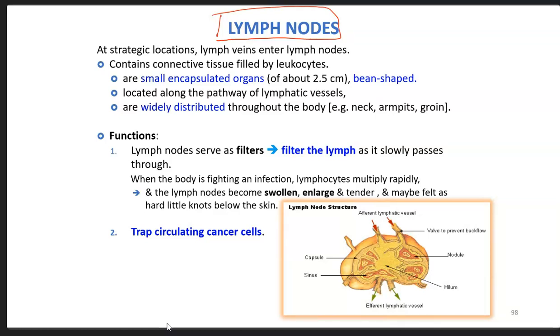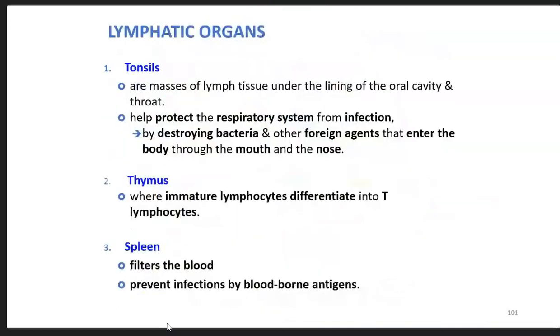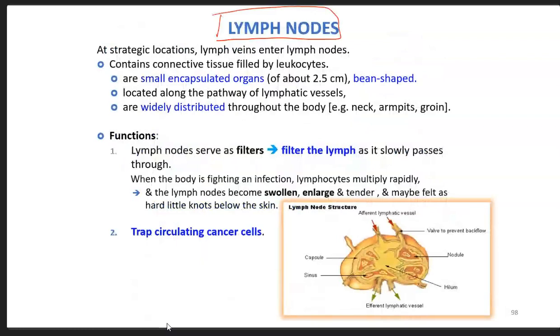So it says here, okay, a strategic location, lymph veins enter lymph nodes. Okay, so ada banyak point yang akan ada lymph nodes. So the lymph node contains connective tissue filled with leukocytes. Okay, lymph nodes are filled with white blood cells, the leukocytes. So the structure of the lymph nodes, it is small, small encapsulated organs. It is about 2.5 centimeter, and the shape of the lymph node is bean shaped. Okay, bean shaped macam ni.